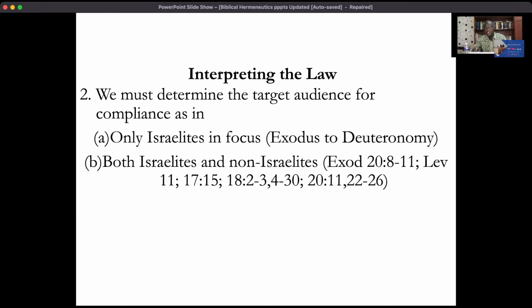One key example is that the law on Passover was not applicable to non-Israelites. The law on sexuality was applicable to both Jews and non-Jews. The law on food was applicable to both Jews and non-Jews. So it is important that we appreciate these emphases.